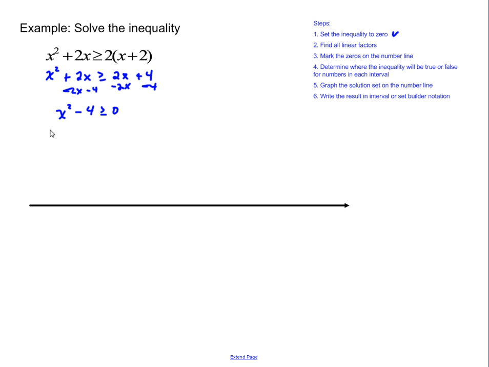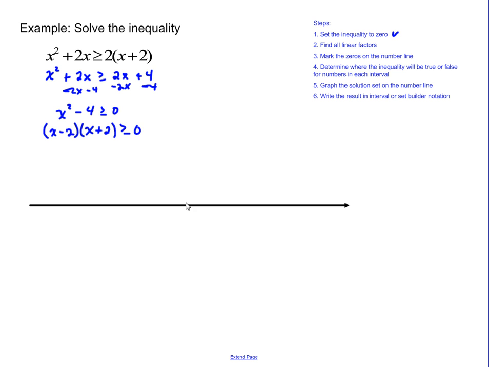Next step, factor. We're going to get x minus 2 times x plus 2. Notice one thing I'm not doing right here is I'm not moving 4 over to the other side of this inequality. You never do that. Don't isolate x squared. You can't use the square root property here. The only thing that you can do is to find the factors, take each of the factors and set the zeros for those factors on the number line.